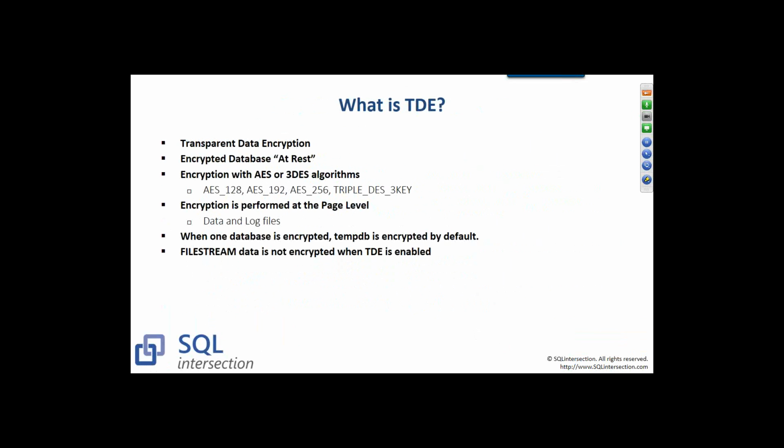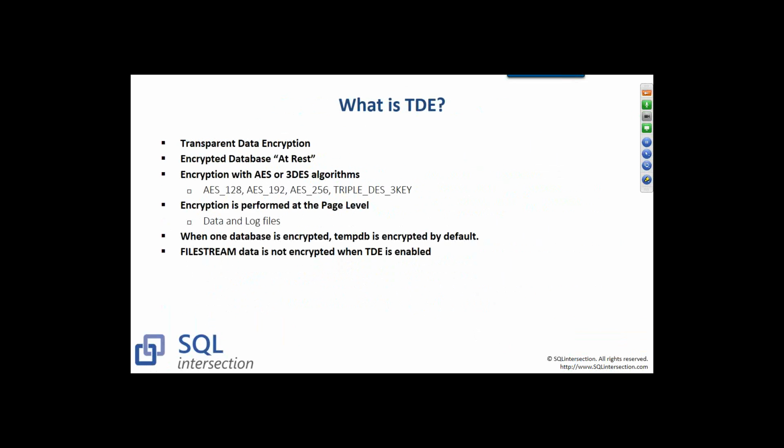Now, the encryption is performed at the page level, which means that as the pages get read from the disk, they are decrypted, put in the buffer pool, and as you change or add data, it gets hardened to the log, and the log files are encrypted and eventually end up in the data files. So the log files are encrypted and the data files are encrypted whenever you encrypt a database.